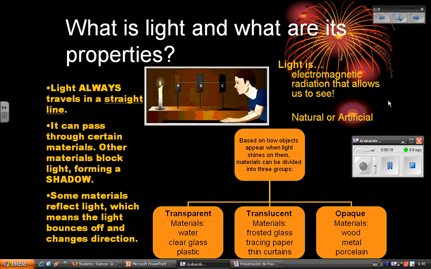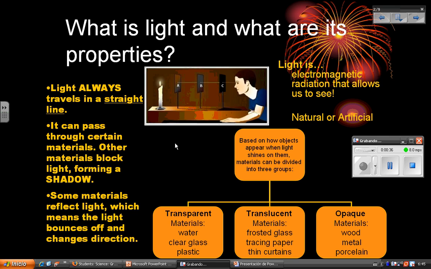Light is electromagnetic radiation that allows us to see. Light can be natural, like fire, or artificial, like the light from a television. Remember, light always travels in a straight line. You can see that demonstrated in the picture at the right.